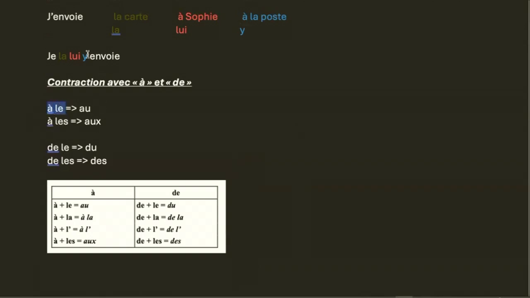So, do you want me to cross it like that? I can't say it. Yes, maybe that's better. De le, I cannot say it because it becomes du. De les, I cannot say it because it becomes des. Okay? And then, à la stays the same. À l' stays the same. De la and de l' stay the same.